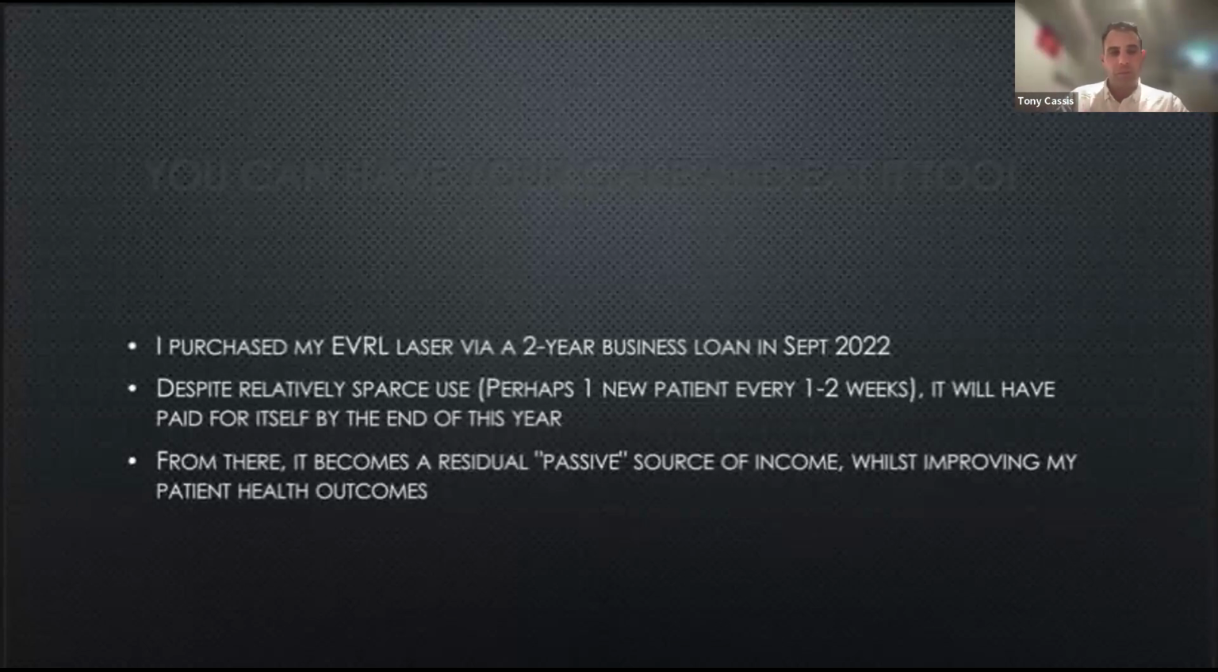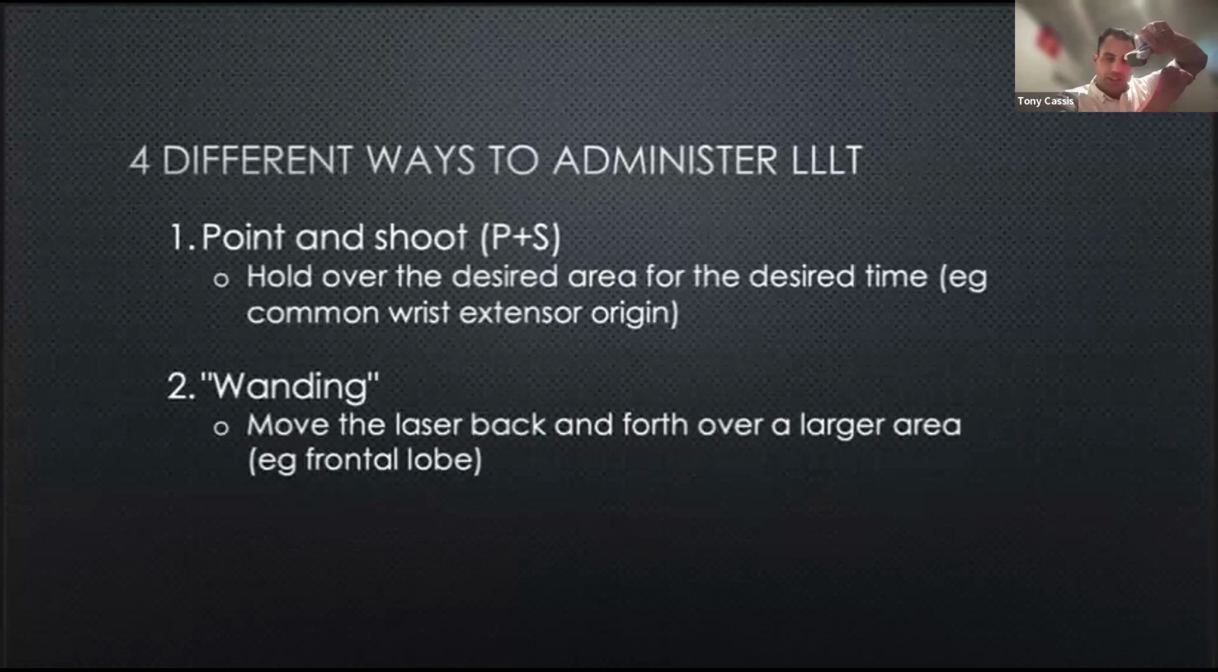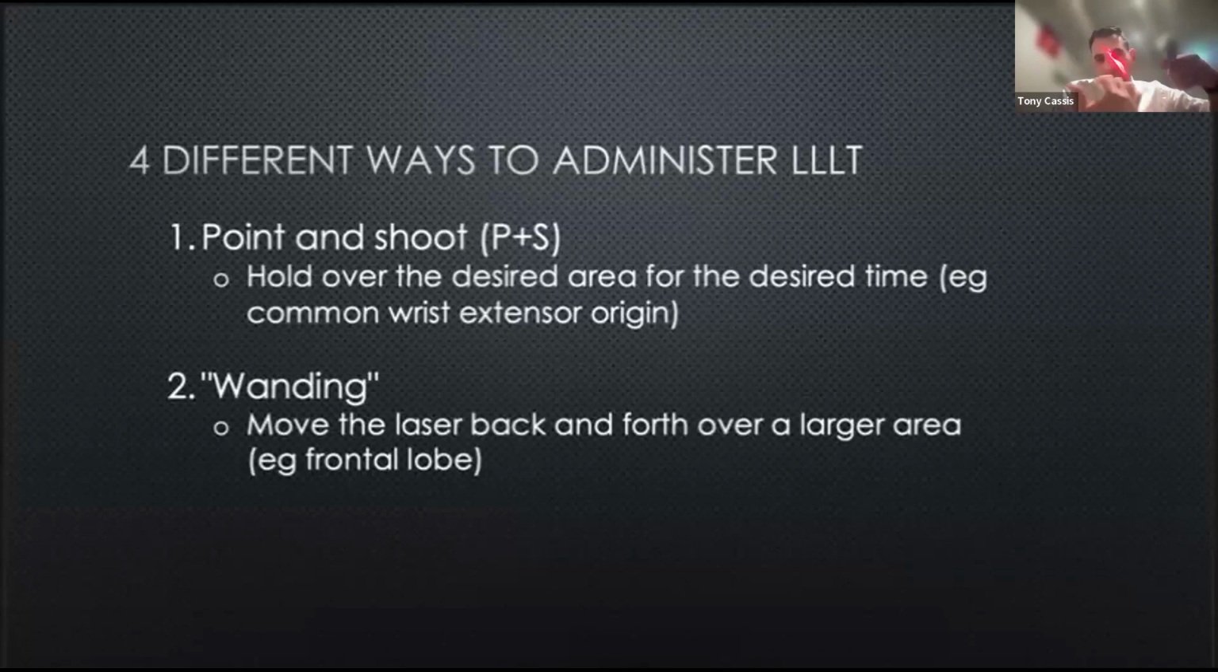So I'm going to move into this now. There are 4 various ways of administering low-level light therapy, or 4 ways that I do it. You can do a simple, what they call point and shoot. You can literally grab the laser itself and, okay, you've got wrist pain, turn it on, and hold it over the wrist for at least 2 minutes, as I said to you. Just hold it there for 2 minutes, and that's it. Or you might do it for 5 minutes to get more of it. So at least 2, up to 10 or 20 minutes, and just hold it there, right? That's the way you do it.